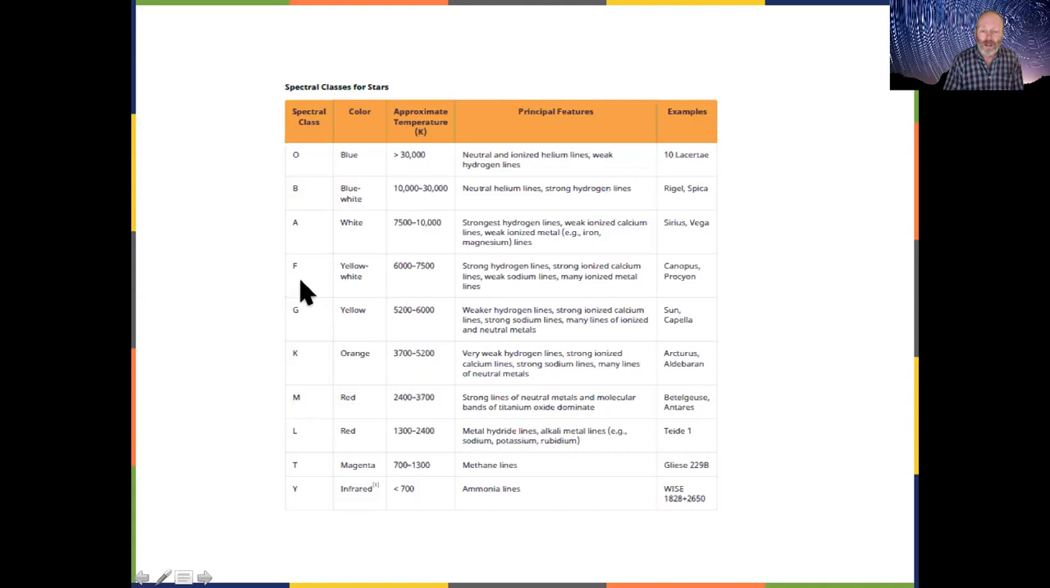Yellow light. F stars tend to be about 10 to 20% hotter than our sun. We've got Canopus as one of the examples there. Then we're a G star. Our star, the sun, is a G star. Capella is another one. Remember, that was one of our twin pole stars half a million years ago.